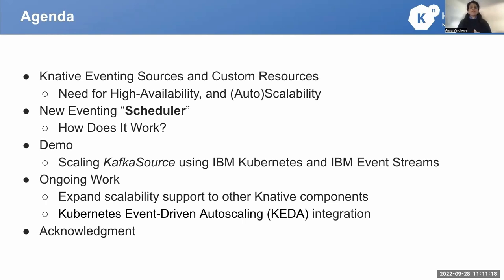So we have thus implemented an eventing scheduler that gives you a scaling solution and distributes consumers across the data plane pods based on your priorities. We will then go through a demonstration of this new feature using a KafkaSource installation on IBM Cloud Kubernetes Service.